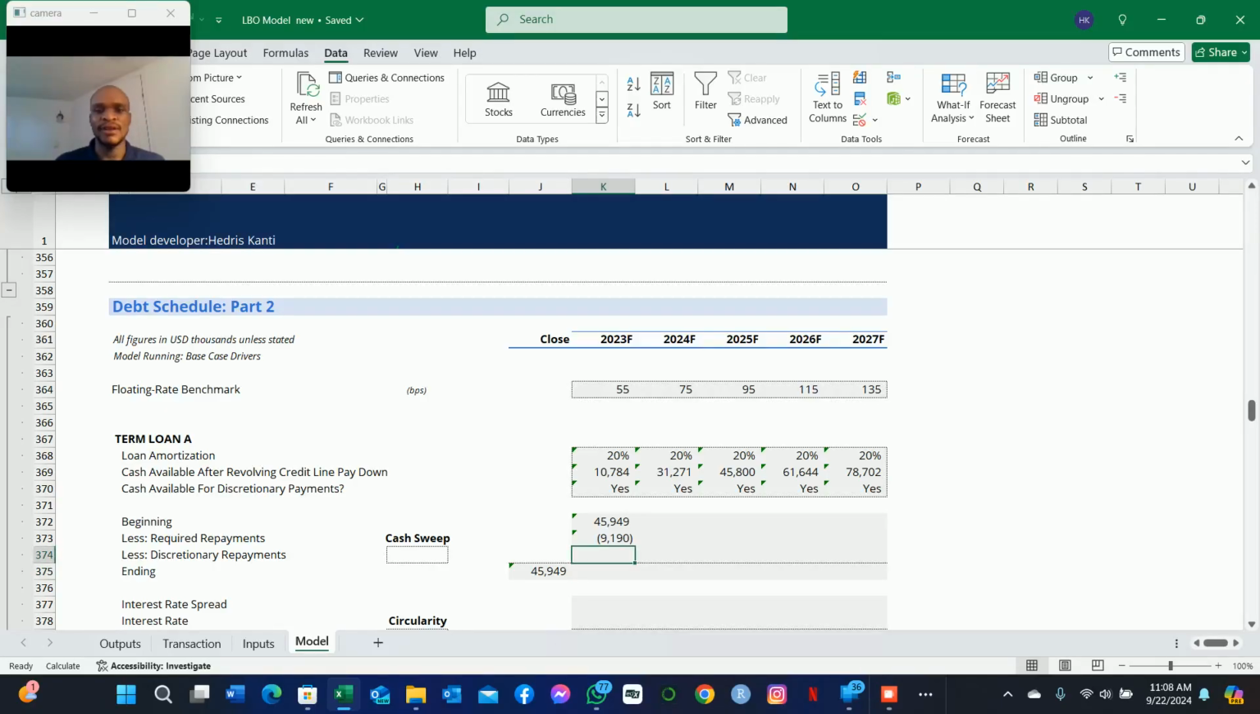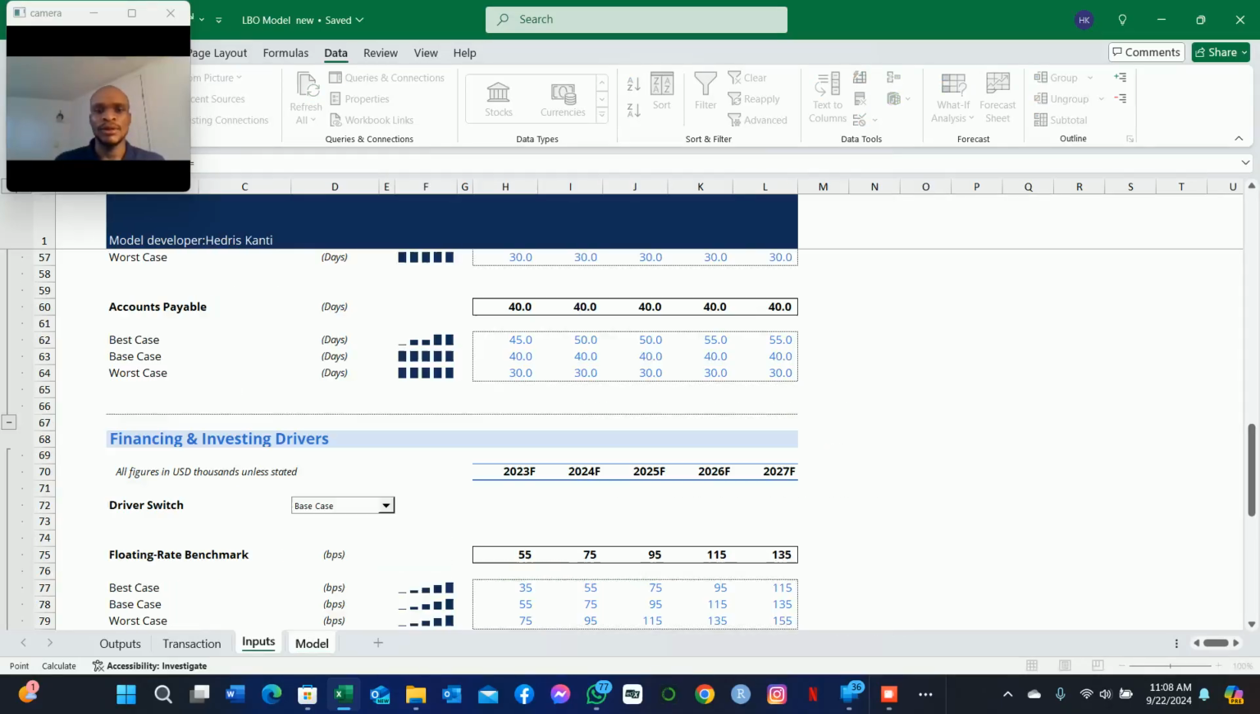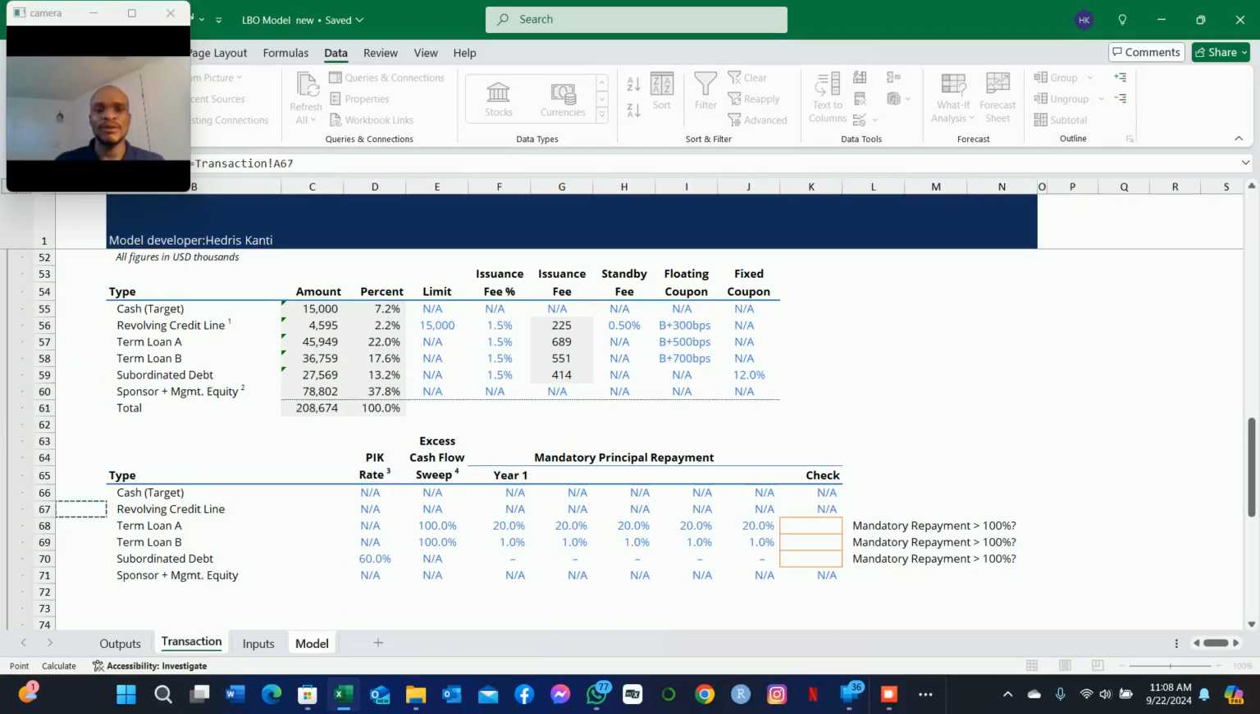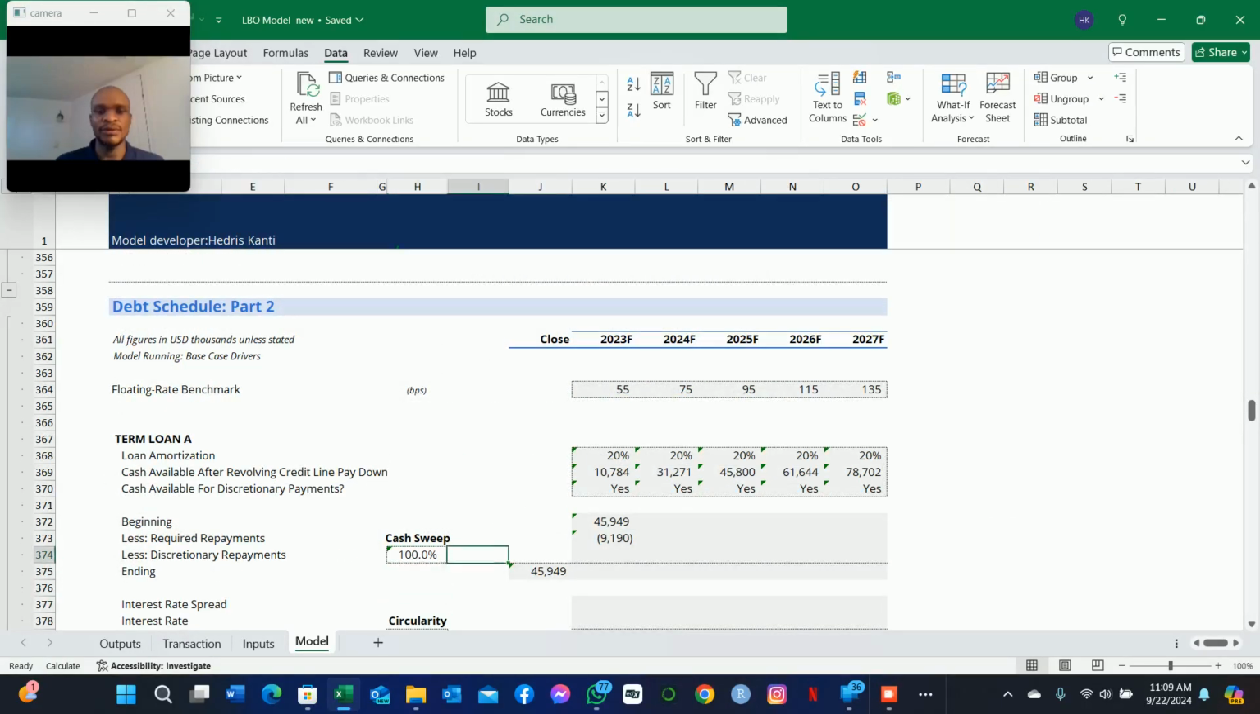So press enter. For the discretionary repayment, it's going to be a different formula. In this case, we will reference the cash sweep amount. The cash sweep is just cash that is available after the required repayments have been made. In this case, they will be paying off this tranche of debt with a 100% cash sweep. So whatever is available, they will use everything to pay this tranche of debt for the discretionary payments.